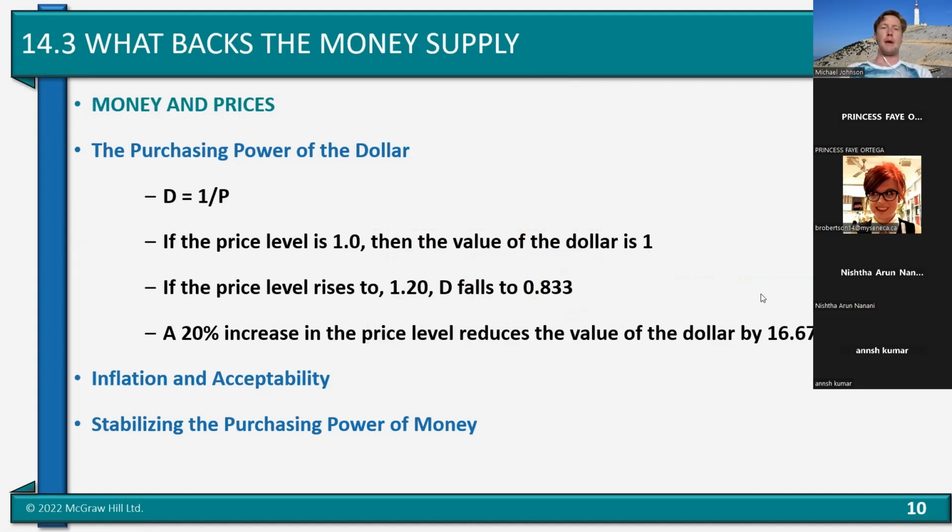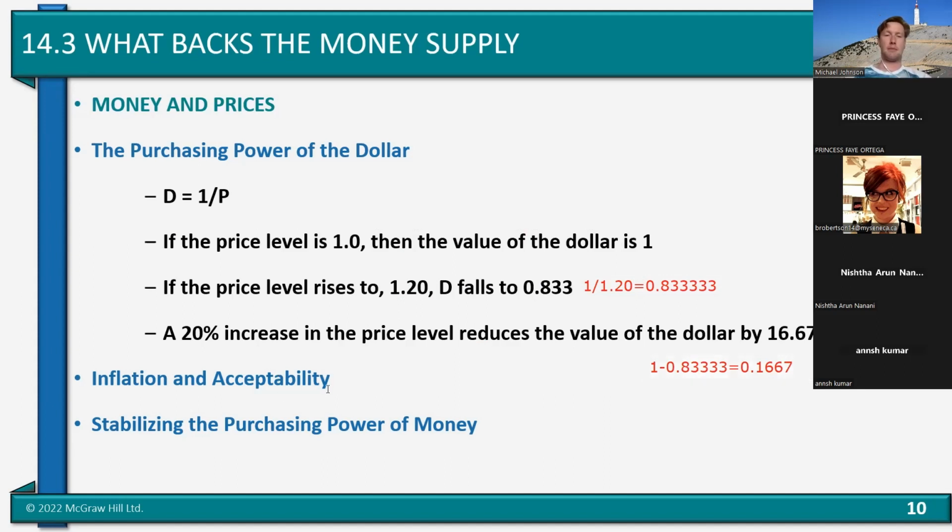So, what backs the money supply? So the purchasing power of the dollar is one divided by the price level. So if the price level is one, then the value of the dollar is one. If the price level rises to 120, the value of the dollar falls to 0.8333. So you do 1 divided by 1.20 equals 0.833333. Then a 20% increase in the price level reduces the value of the dollar by 16.67%. And you would calculate that to be 1 minus 0.8333, and then you get 0.1667 here.